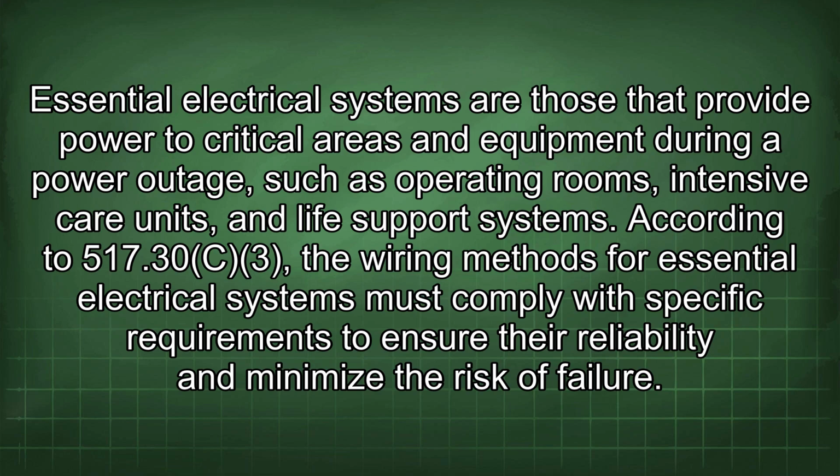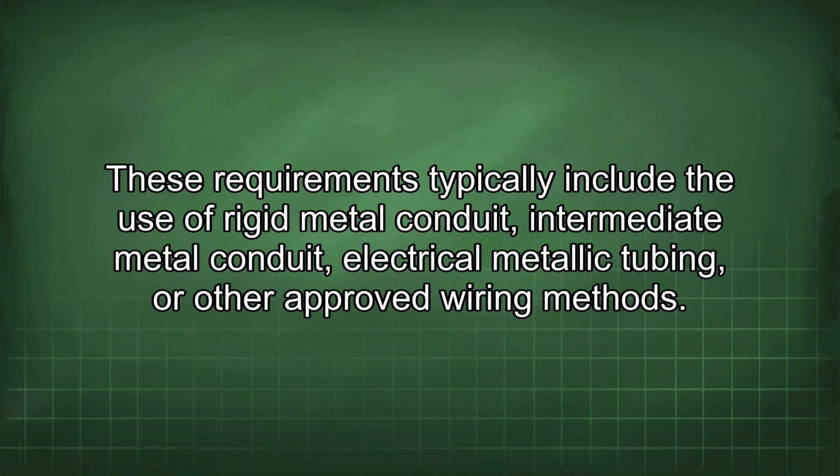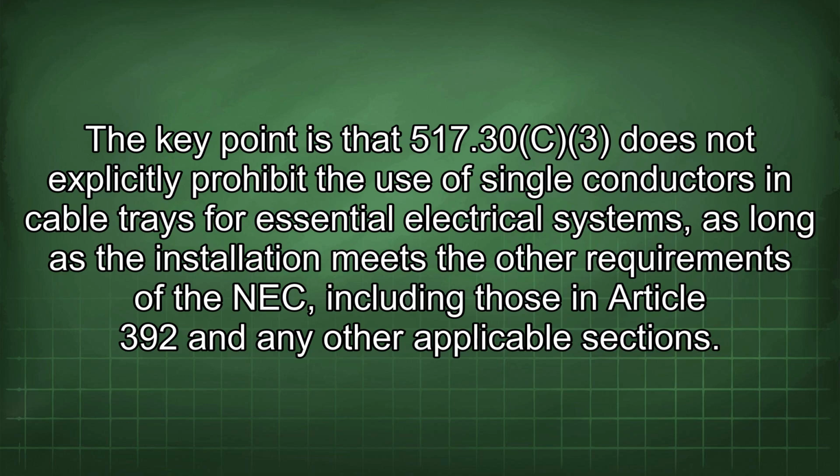517.30c3, the wiring methods for essential electrical systems must comply with specific requirements to ensure their reliability and minimize the risk of failure. These requirements typically include the use of rigid metal conduit, intermediate metal conduit, electrical metallic tubing, or other approved wiring methods. The key point is that 517.30c3 does not explicitly prohibit the use of single conductors in cable trays for essential electrical systems, as long as the installation meets the other requirements of the NEC, including those in Article 392 and any other applicable sections.